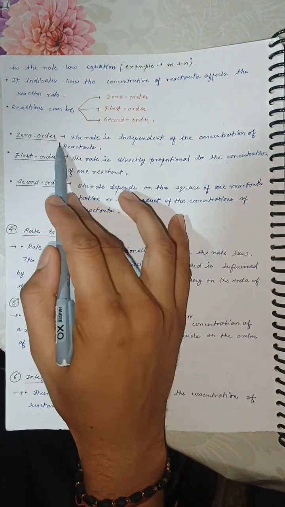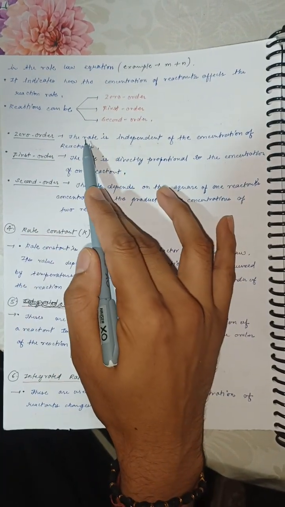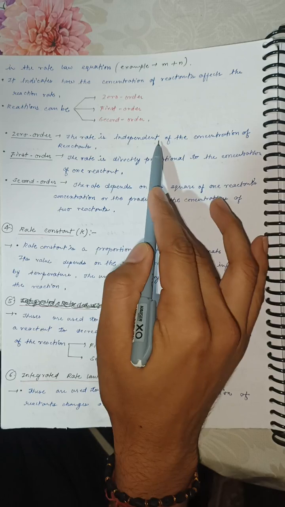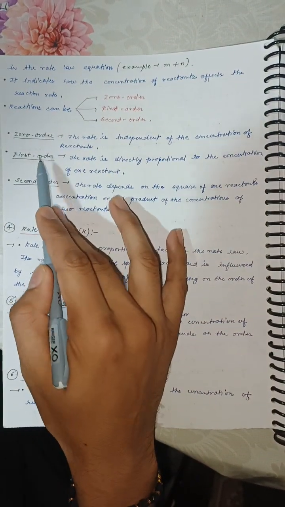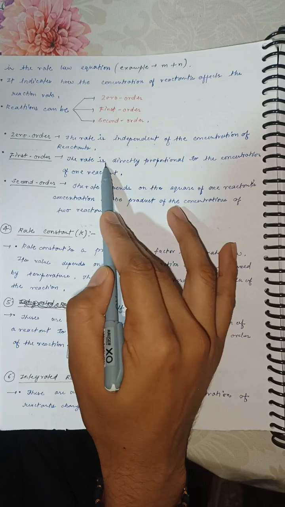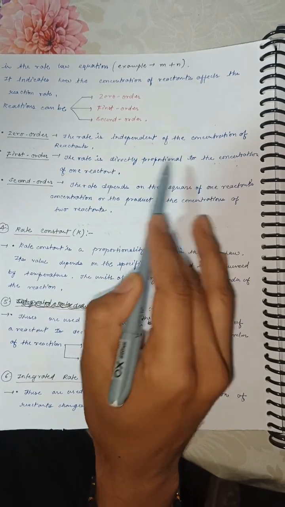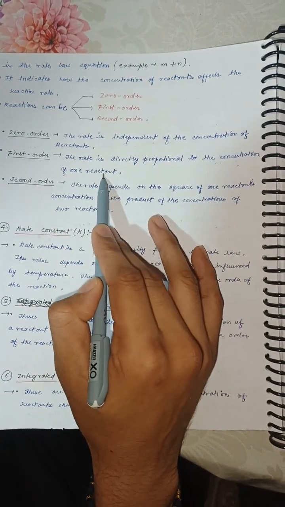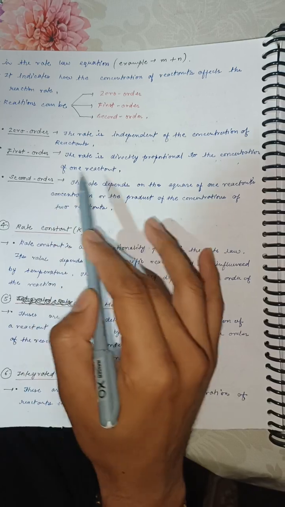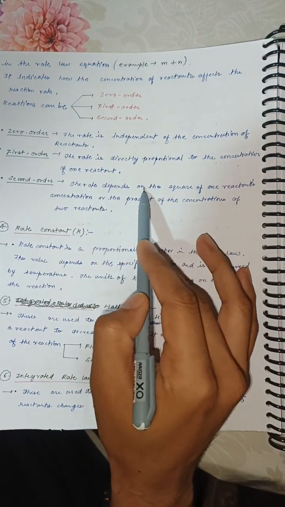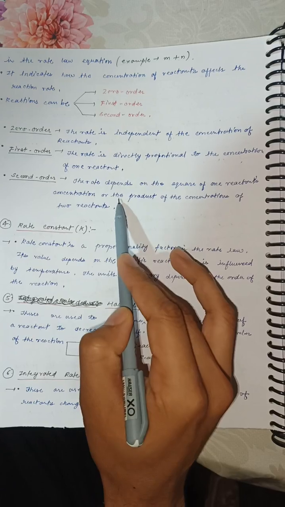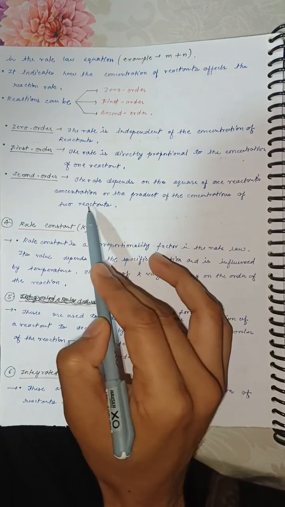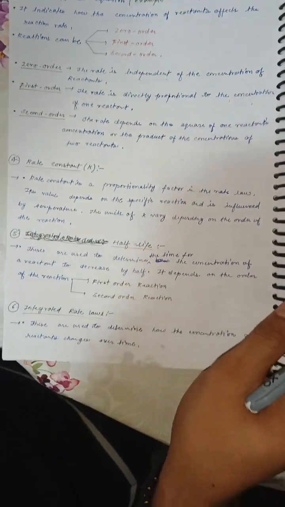Now what is a zero order reaction? Zero order reaction is where the rate is independent of the concentration of reactant. What is first order? The first order is where the rate is directly proportional to the concentration of one reactant. Second order reaction is where the rate depends on the square of one reactant's concentration or the product of the concentrations of two reactants.